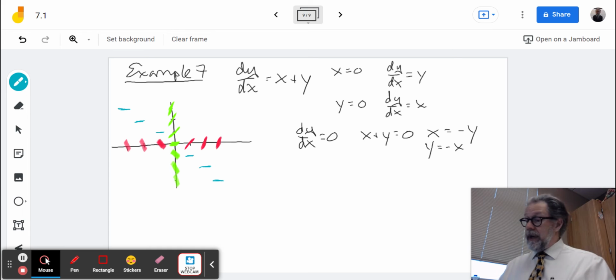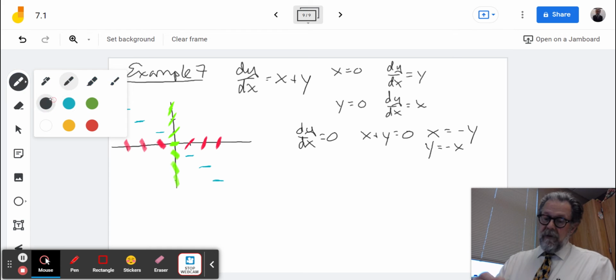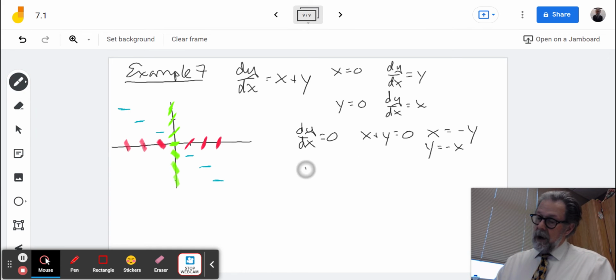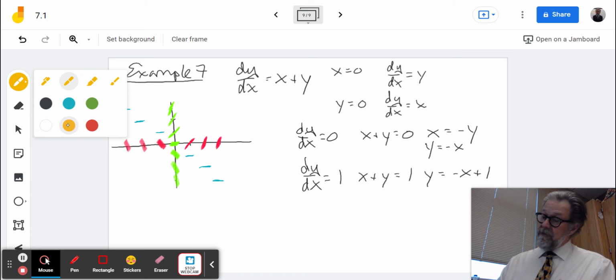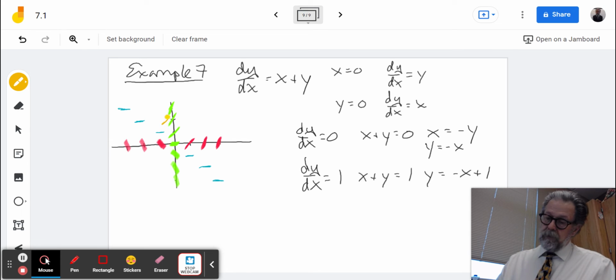So what else could we do? Let's do one more and see if we can sort of fill this in. What about when, in general, the slope of this function is equal to 1? x plus y is equal to 1, y is equal to -x plus 1. And again, what I see is that on the line -x plus 1, I have a slope equal to 1.